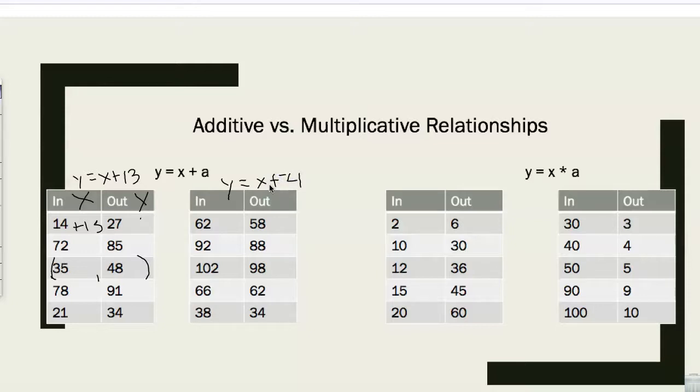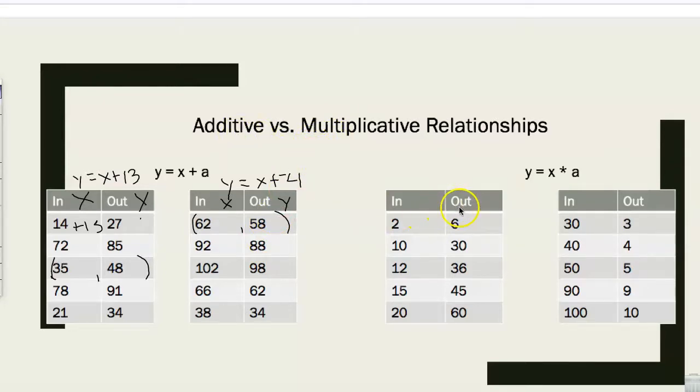I can add a negative 4, or adding a debt of 4. So if I put in a 62 right here into my function, and then I'm adding a negative 4, which you could say is just subtracting 4, my output, my y, is going to be 58. So again, this is an x, y ordered pair. Okay, so next, 92. If I put a 92 right here, and I add a negative 4, I will in fact get an 88. Same thing with 102 to 98, 66, 62, 38, 34. Okay, so that is just 2 examples of input-output tables for additive relationships.